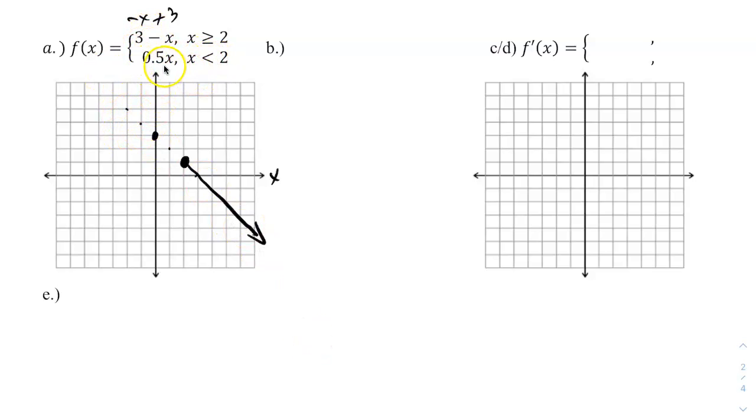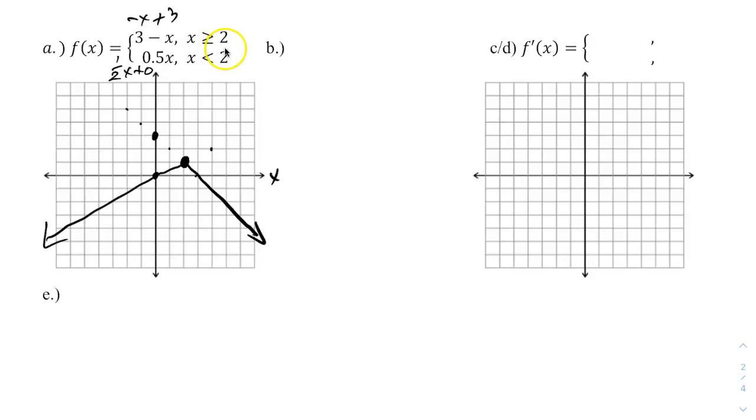Less than 2, I want 0.5x, also known as 1/2 x plus 0. That's what I always do if I don't see a y-intercept at 0. It makes it easier for me. So start right here, and then slope over 2 at 1. In this case, I want the left side of it, so it's going to be like this.